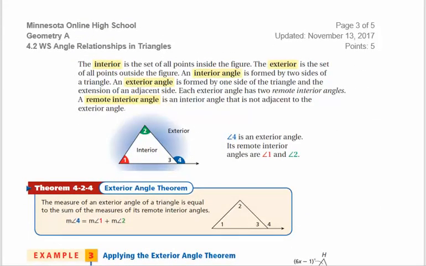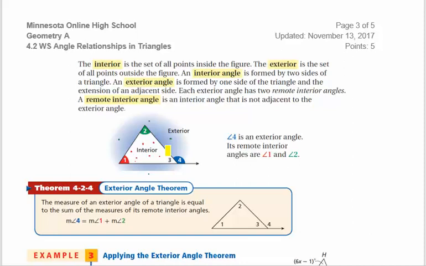Okay, then we're going to talk a little bit about some vocabulary here. The interior of a triangle is the set of all points inside the figure. So all of these would be interior points. And the exterior, of course, is outside of the triangle. These would all be exterior to the triangle. So we have interior angles. In this one, it's angle 1, 2, and 3.